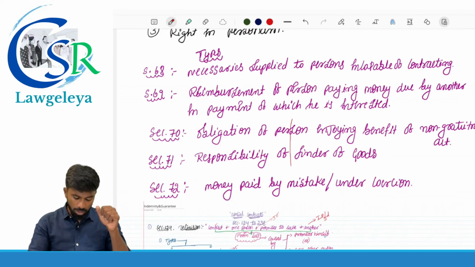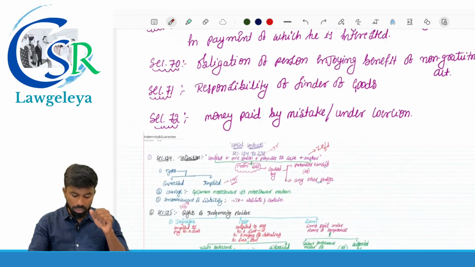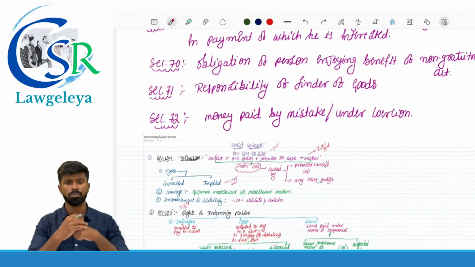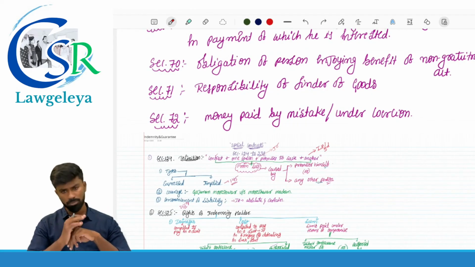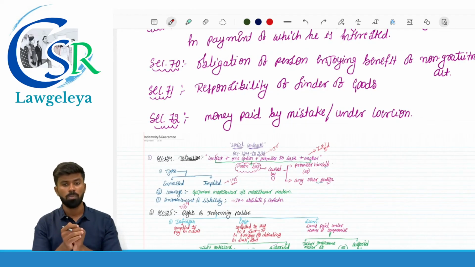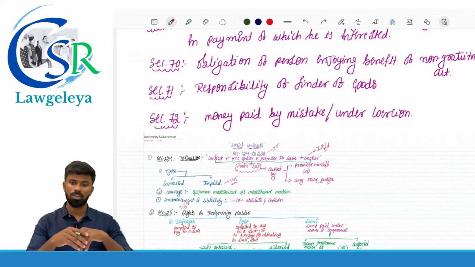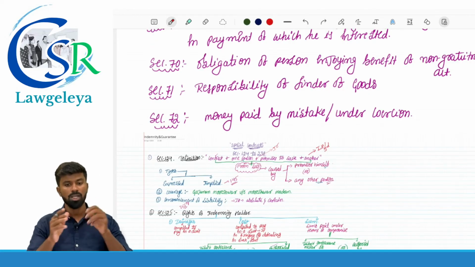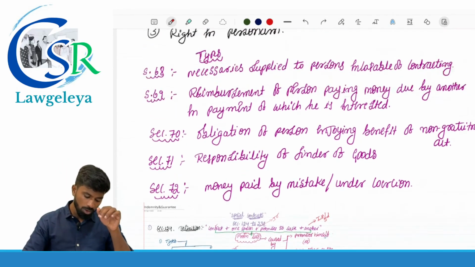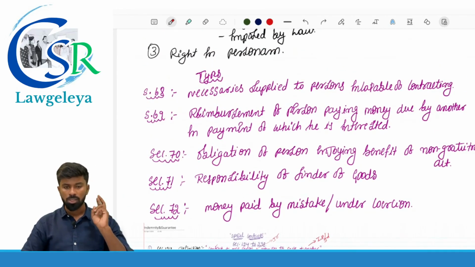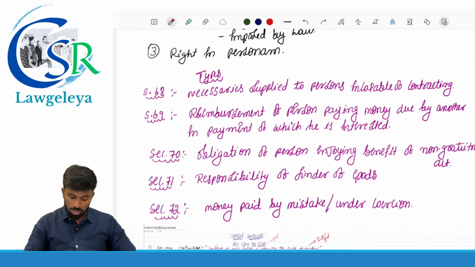Section number 72, money paid by mistake. Any money paid by mistake or under coercion, can the person keep it? No. If some money is transferred to your account by mistake, can you utilize it? No, it is not your money. Nobody can enrich themselves at the cost of another person. You must transfer it back. Quasi-contract, five types: 68, necessaries supplied; 69, payment by an interested person other than the one who is legally bound to pay; 70, non-gratuitous act; 71, finder of lost goods; and 72, money paid by mistake or under coercion.